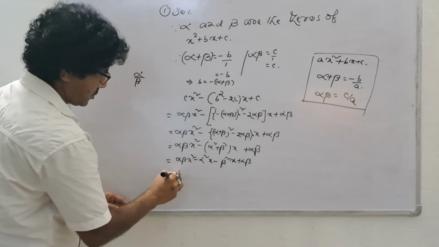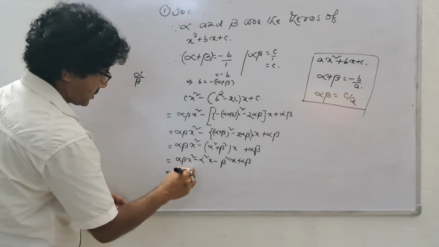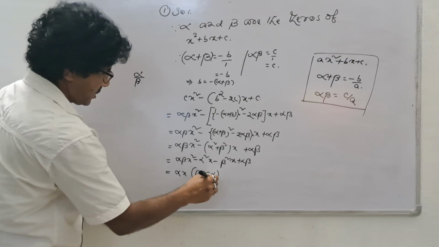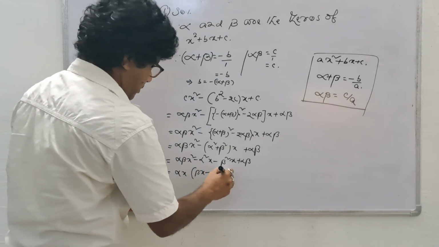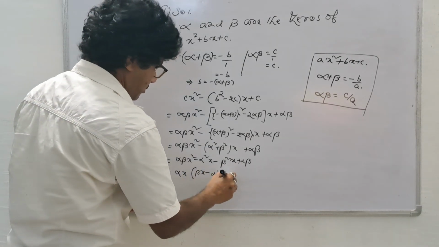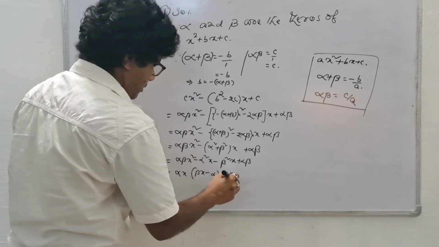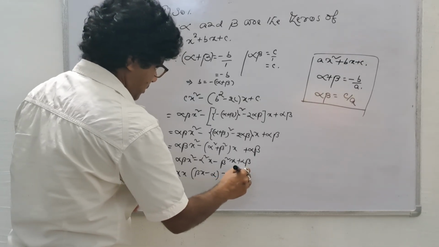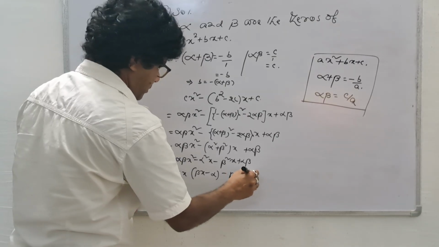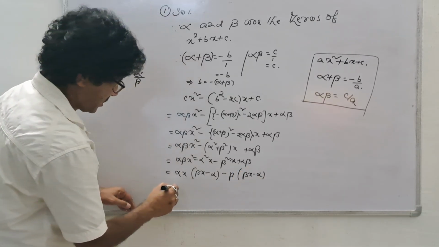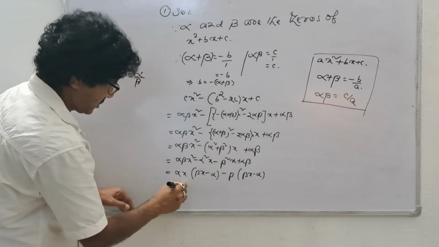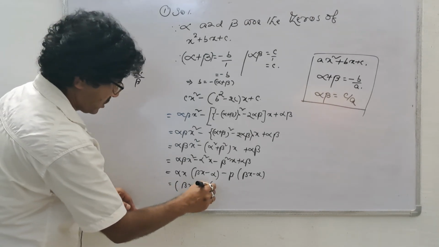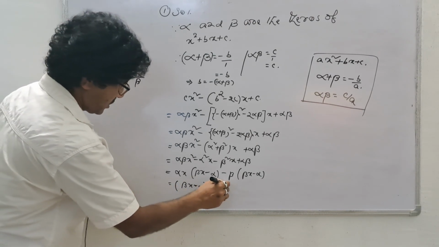From the first two terms you take common alpha x, then you will get beta x minus alpha. And from the last two you take common beta, then you will get beta x minus alpha as well. So ultimately you take beta x minus alpha common, and you get alpha x minus beta.